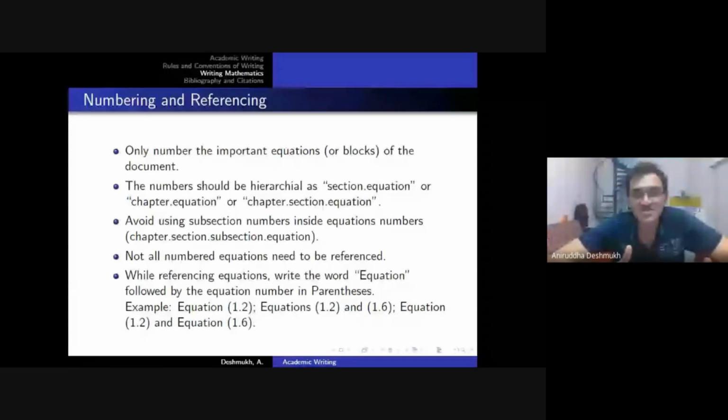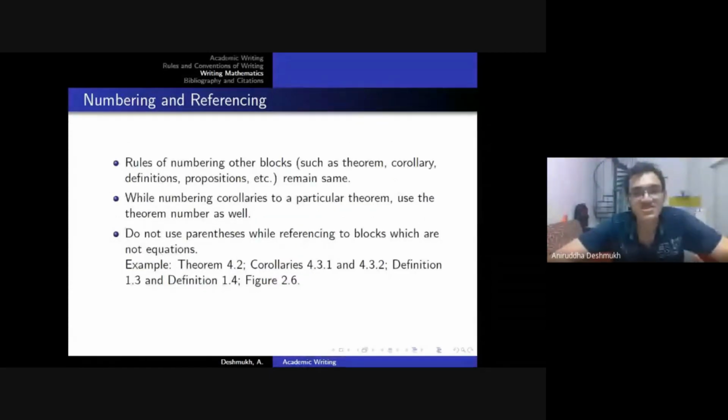So the general rules of numbering these blocks are the same, but we should always keep in mind that if we are supposed to number a corollary, then it should be numbered with respect to a particular theorem, because the very definition of a corollary is a result which depends on the previous theorem. So suppose in the example I have written corollaries 4.3.1 and 4.3.2. In the context of a research article, it would mean that it is the corollary of section 4, theorem 3, and it is the first corollary. And the second one is the second corollary, of course. Then figures, theorems, definitions, etc. are also numbered in a similar way.